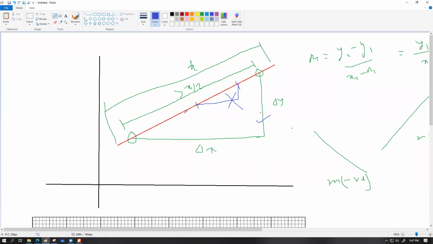So I didn't understand. What didn't you understand? The green line thing.